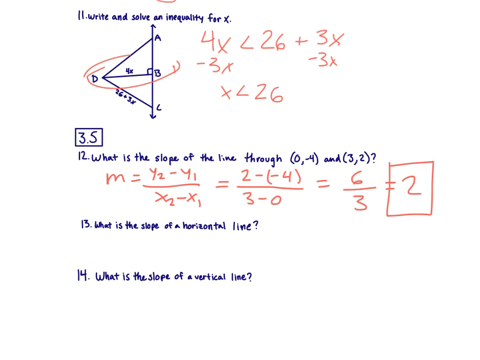Raul, what's the slope of a horizontal line? 0. Perfect. What's the slope of a vertical line? Undefined. A lot of people for 14 put that the slope was also 0, but that would be wrong. The slope of a vertical line is undefined. If you have a horizontal line, the slope is 0, and if you have a vertical line, the slope is undefined.